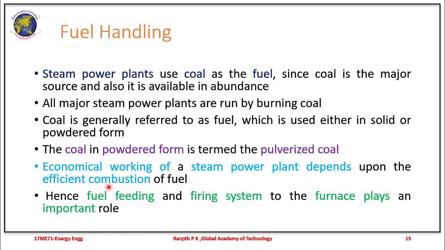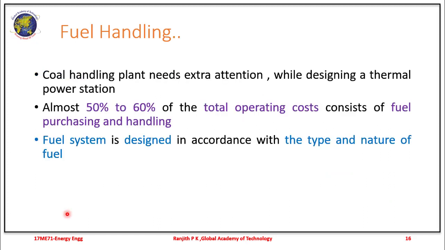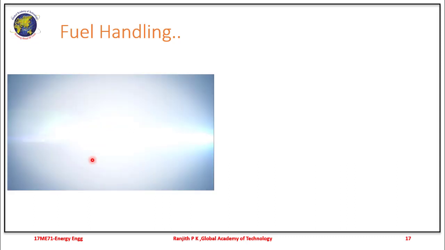Any economical working of a steam power plant depends on combustion, and this combustion should be efficient. Hence, the fuel feeding and firing system plays a very important role for combustion to happen. Almost 50 to 60% of the total operating costs involve fuel purchasing and fuel handling. So the fuel system should be designed in such a way that based on the type and nature of the fuel, the system is available for use.